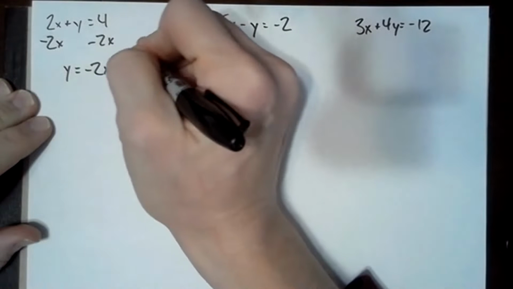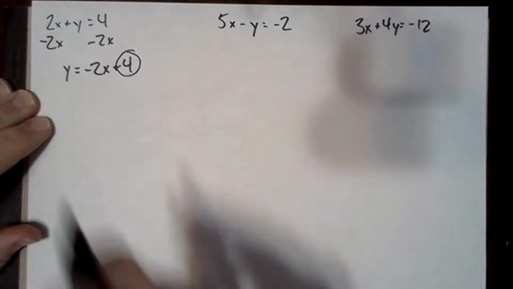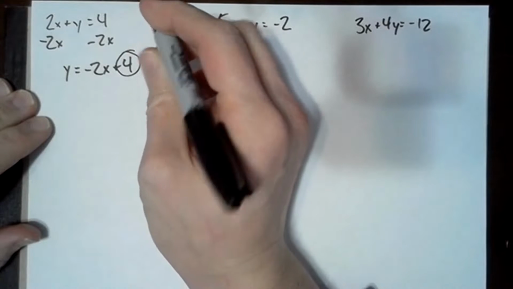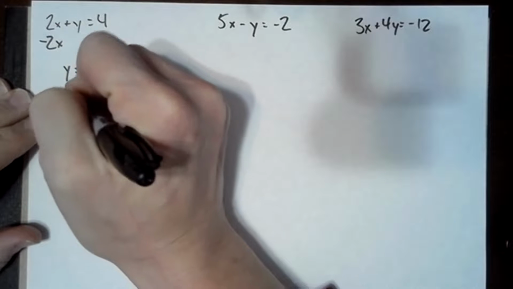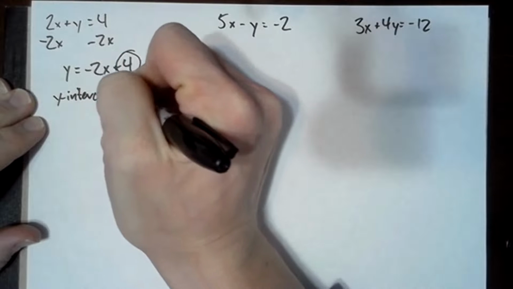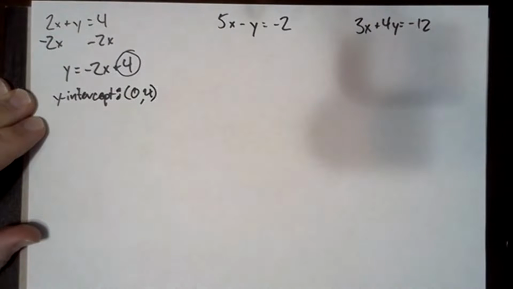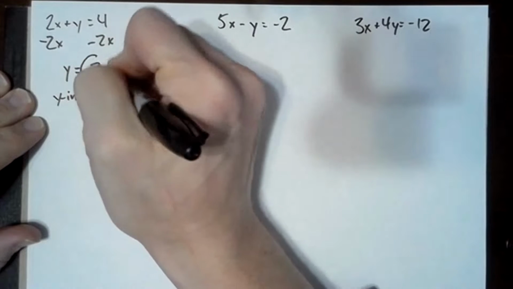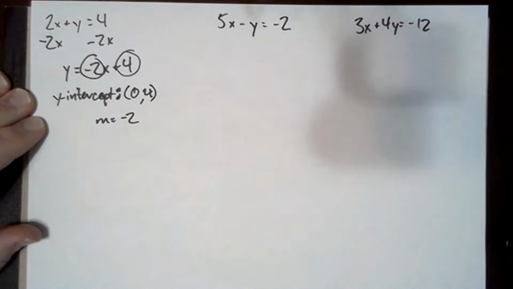The y-intercept is going to have a y value of 4, and of course its x value would be 0, but this tells us that the y-intercept is the point 0, 4. And our slope is just the coefficient of x, so that's m equals -2.